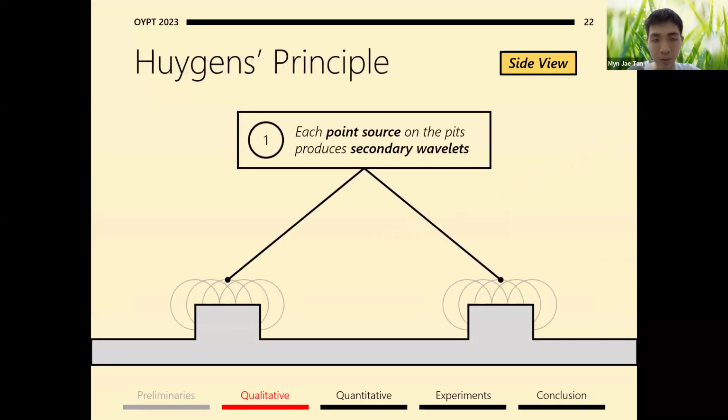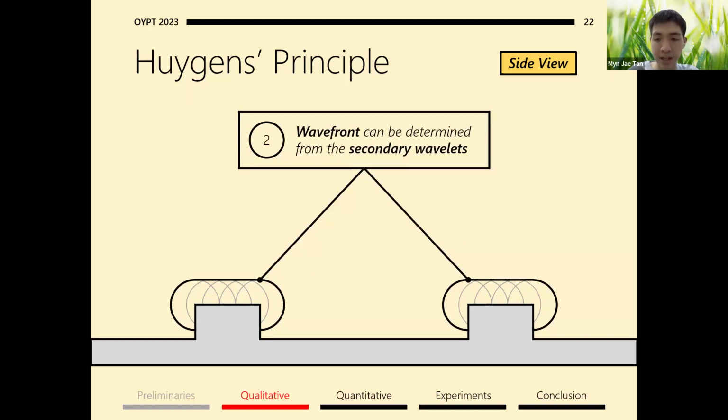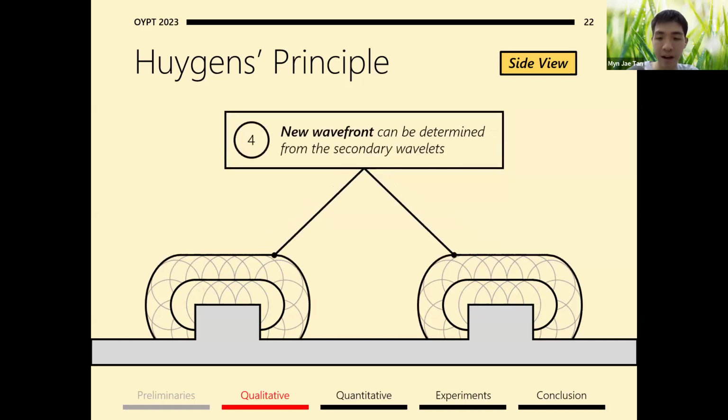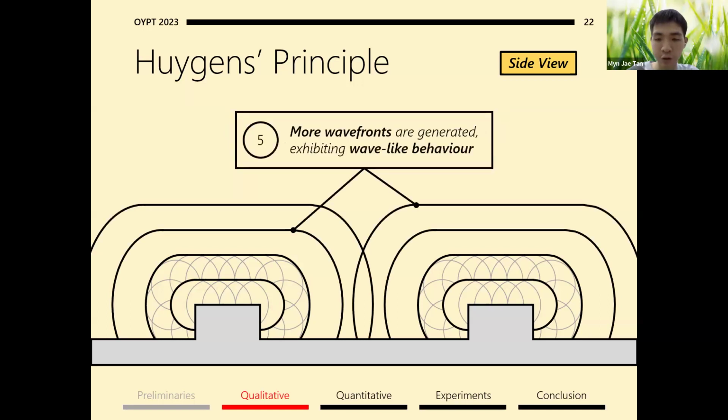So next, we will investigate the diffraction of light using Huygens principle. As the light enters the pit, each point source in the pit will produce secondary spherical wavelets. The first wavefront is the sum of all the wavelets. And because each point source on the new wavefront further produces a spherical wavelet, we can determine the next wavefront from these secondary wavelets. We can repeat this process, which accounts for the wave behavior of light.